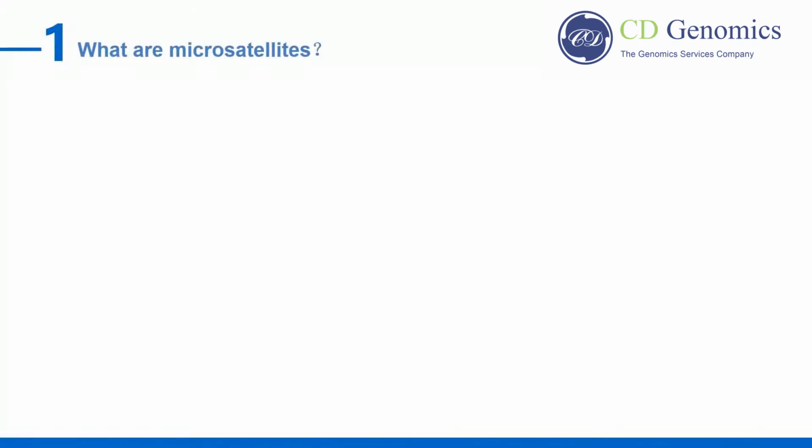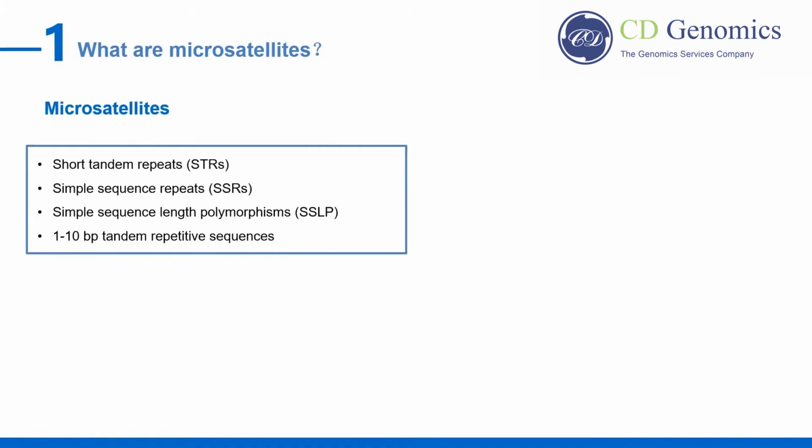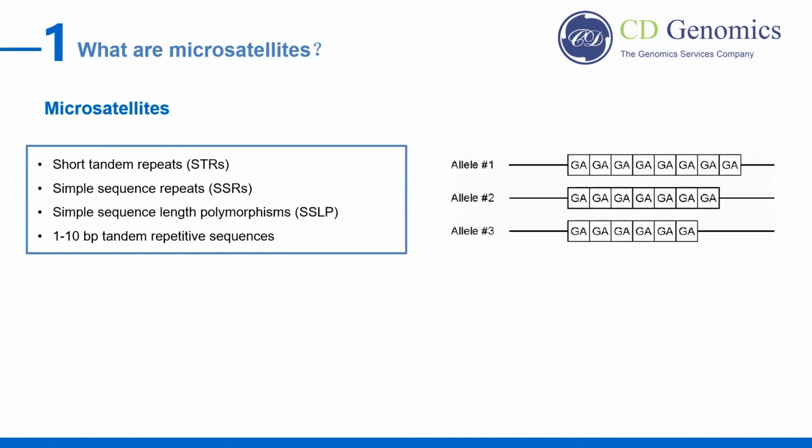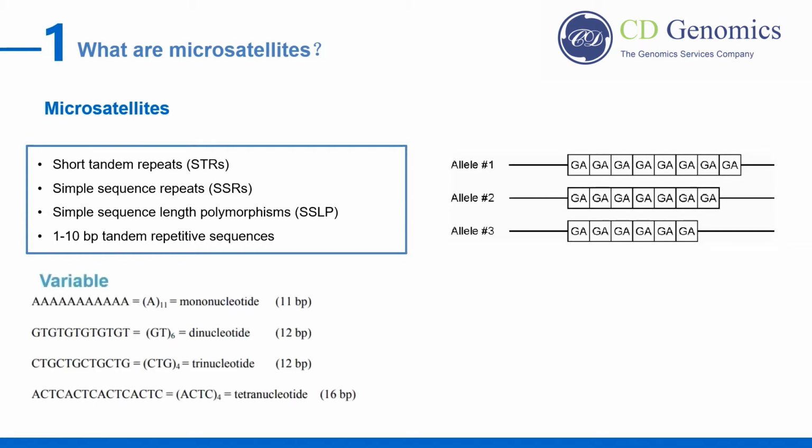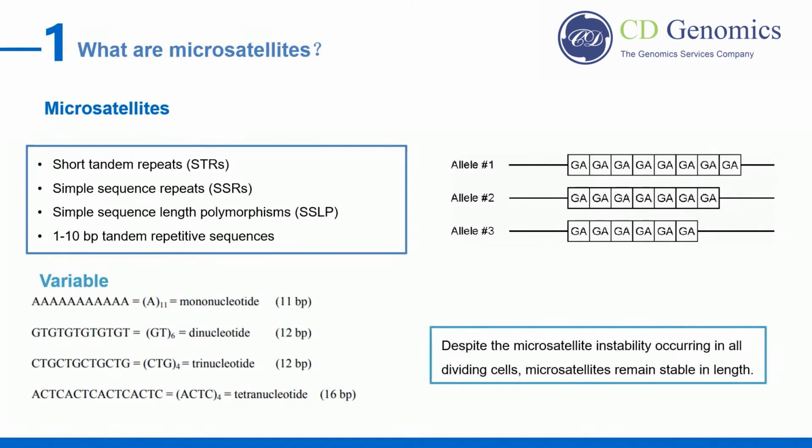Microsatellites, also known as short tandem repeats, simple sequence repeats, or simple sequence length polymorphisms, are found in both prokaryotes and eukaryotes. They are tandem repetitive sequences, in which the repeating unit contains from 1 to 10 nucleotides. The number of repeats is variable in populations, since microsatellites are prone to slippage during DNA replication. Despite the microsatellite instability occurring in all dividing cells, microsatellites remain stable in length.